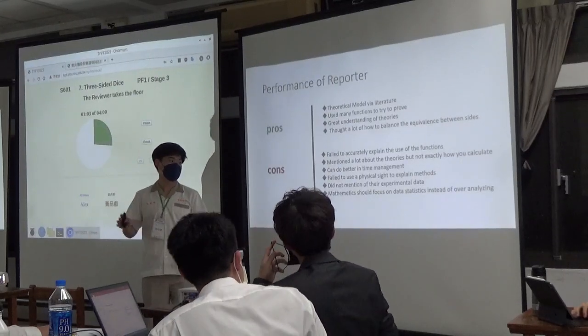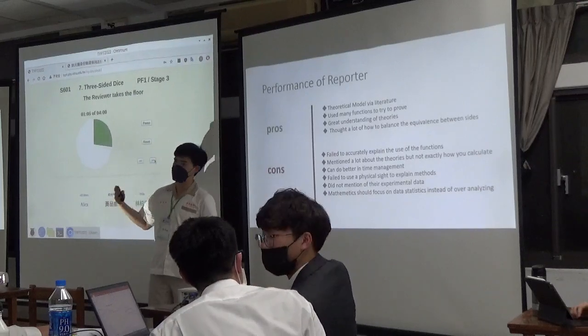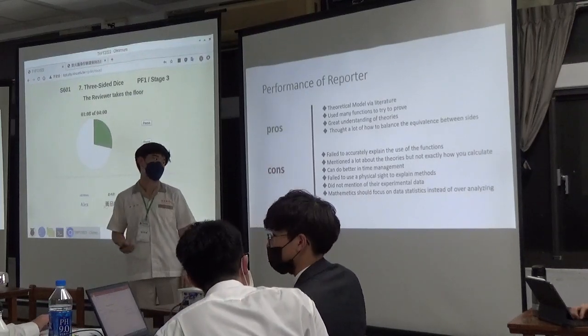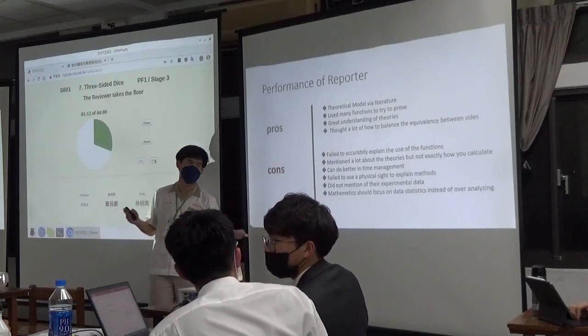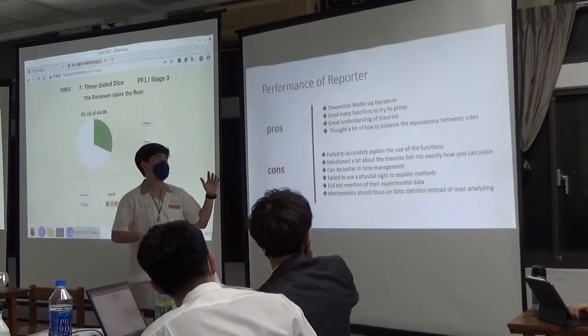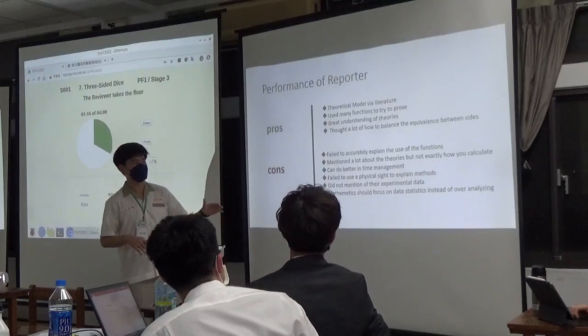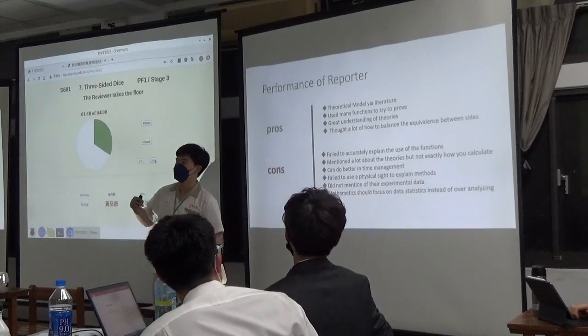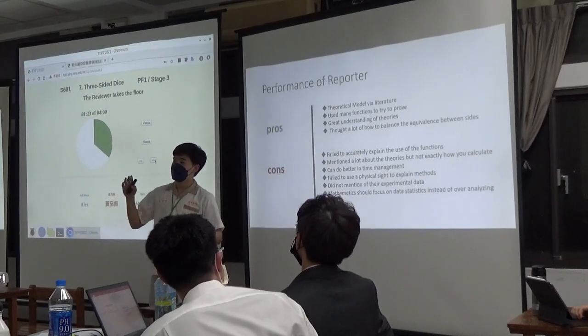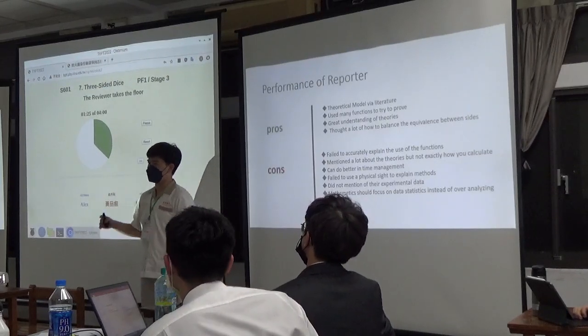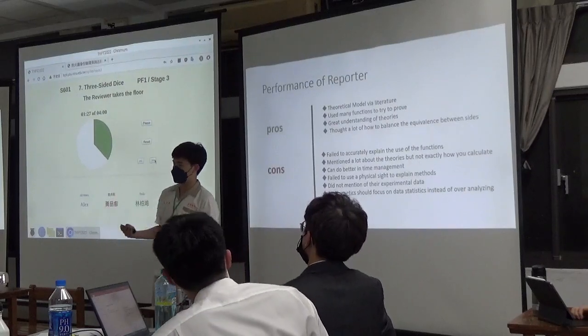And they failed to use physics to explain methods. They used a lot of mathematics, but failed on the physics side. And they failed to mention their experimental data because of time management and of their explanations. Mathematics should focus on data statistics instead of over-analyzing. I think they do too much analysis on the model, but I believe the most important thing is that you set up the model and you do more on the experiment and the statistics of mathematics.